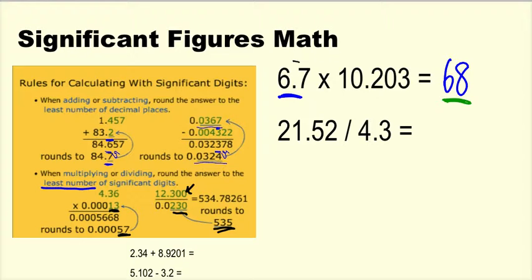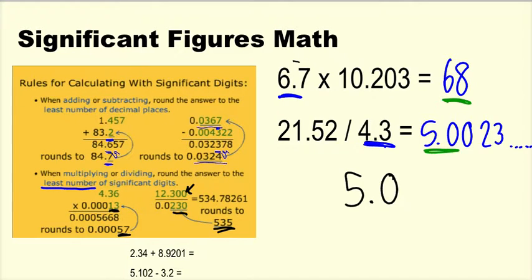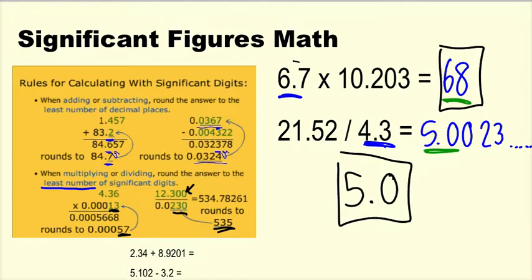What about this number? 21.52 divided by 4.3. The answer that the calculator spits out is 5.0023 and goes on to the end of the calculator. This number only had 2 sig figs, so I only want my answer to have 2 sig figs, so I would report it as 5.0. Okay. So those are the rules for calculating with sig figs. Hopefully that is a little clearer and you got something out of this.